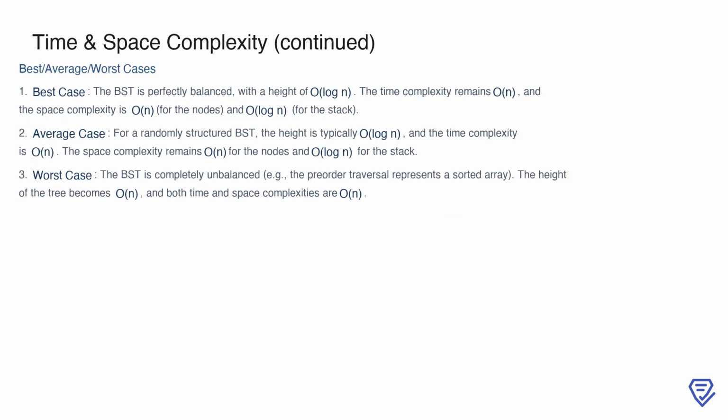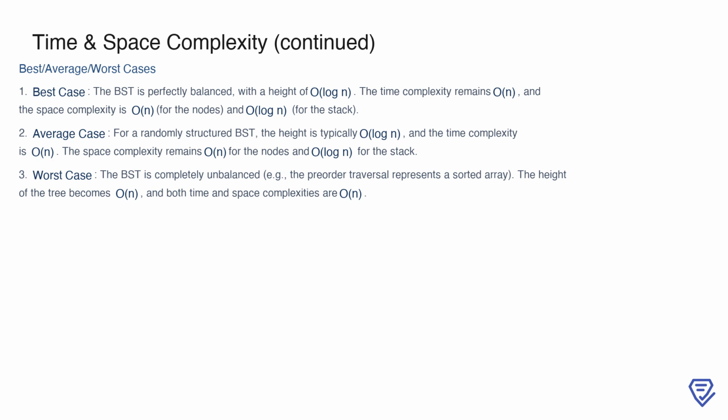Finally, let's examine the best, average, and worst cases for this algorithm. In the best case, the BST is perfectly balanced, with a height of O(log n). This results in a time complexity of O(n) for processing the nodes and a space complexity of O(n) for the nodes plus O(log n) for the stack. In the average case, for a randomly structured BST, the height is typically O(log n).